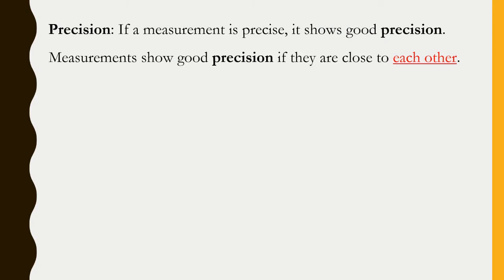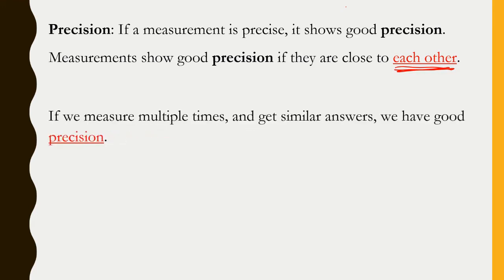Otherwise, let's talk about this idea of precision. If a measurement is precise, it shows good precision. What does that mean exactly? That means that your measurements are close together, or they're close to one another. And that's the key here: you could be way off, but as long as you keep getting the same measurements over and over again, it's considered very precise. So if we measure multiple times and get similar answers, we have very good precision.